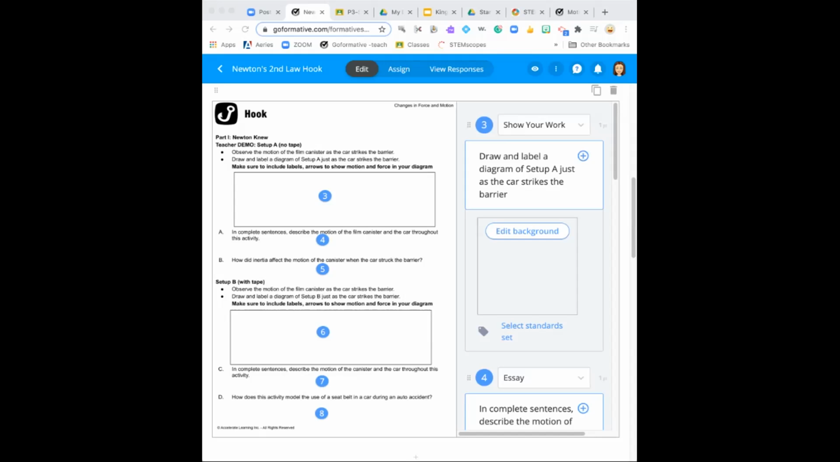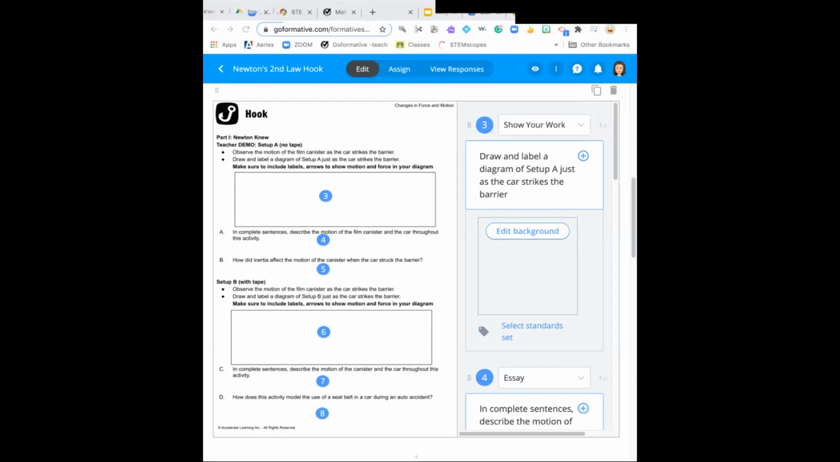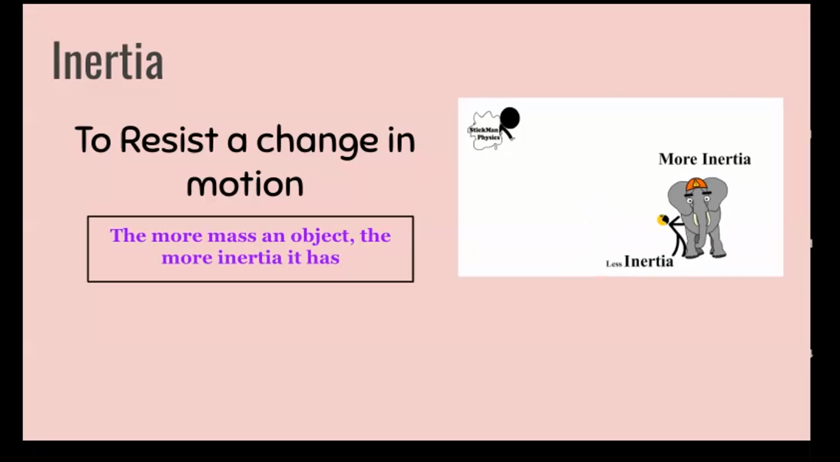Jazzy, what's inertia? To resist a change in motion. Okay, thank you. Kaylee, do you have anything to add? No, I was gonna say that too. Okay, so when we are looking at inertia, again, I want to remind you about our little elephant and our little stick guy, right? Resisting a change in motion.